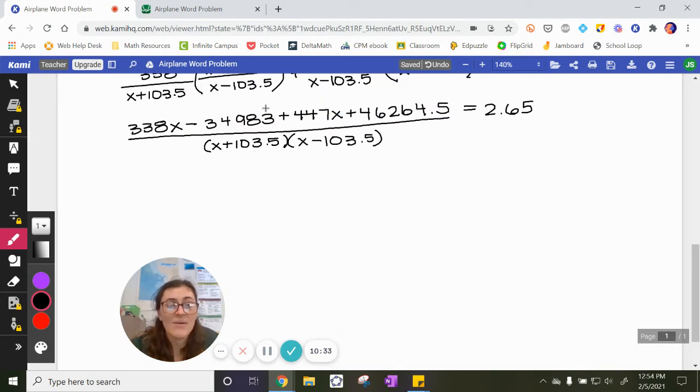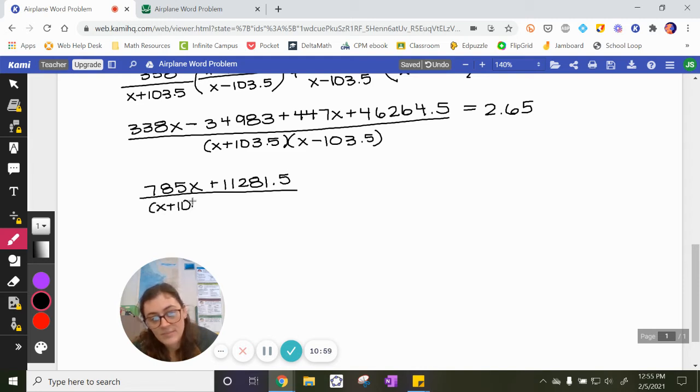Okay, now I can combine some of these pieces. So 338 plus 447 will give me 785x. Negative 34,983 plus 46,264.5 gives me positive 11,281.5. Still got my same denominator. And then we've still got that same right side of the fraction that we haven't dealt with.